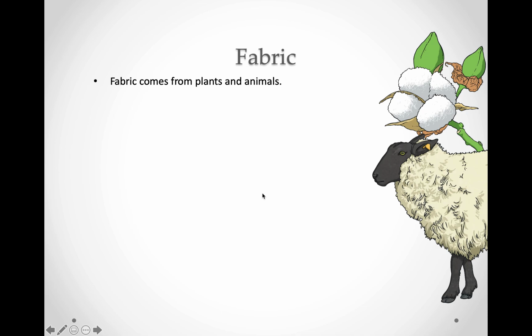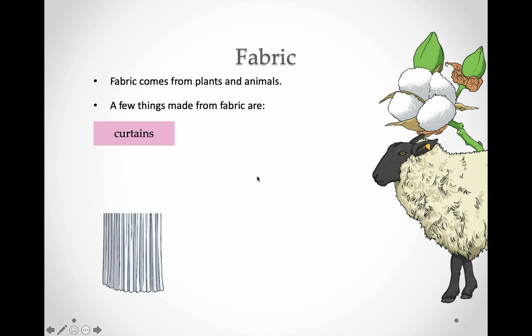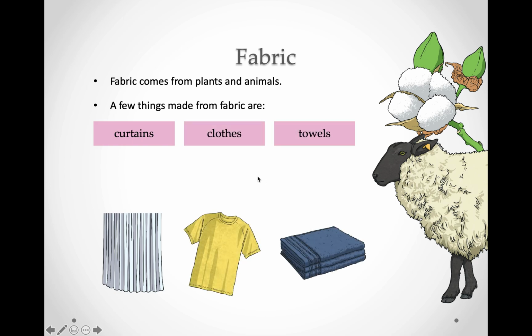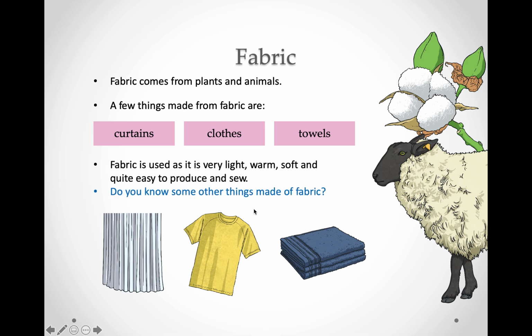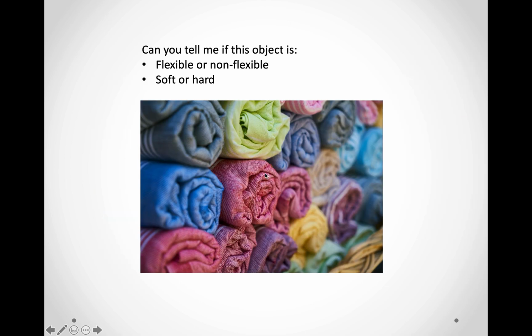Our next material is fabric. Fabric comes from plants and animals. A few things that are made out of fabric are curtains, clothes, and towels. Fabric is very light, warm, and soft. This means that it is very easy to sew and it's quite easy to produce. Do you know of anything else that is made out of fabric? You can think about it. And we will be looking at our next image.